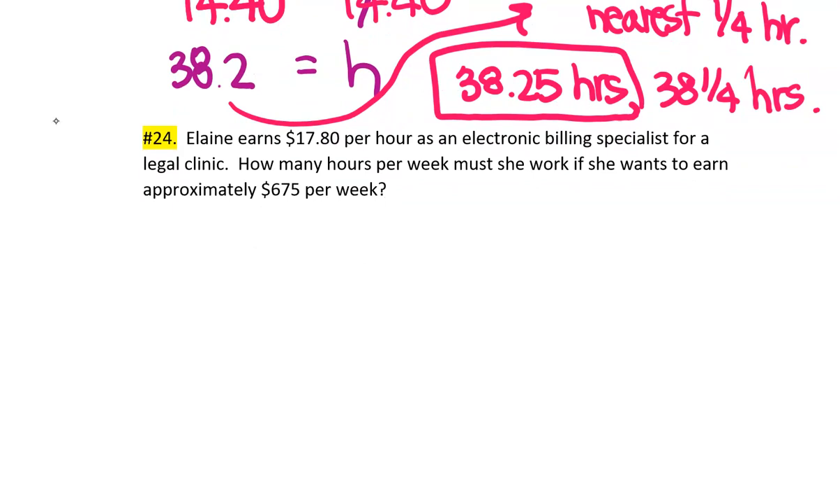This one right here is number 24. You can look back on this one when you get to it. I'm just going to help you get this one set up. Anytime they say algebra next to the question, there's an algebraic equation that you probably will need to solve and figure something else out. So Elaine earns $17.80 per hour. That's her rate.